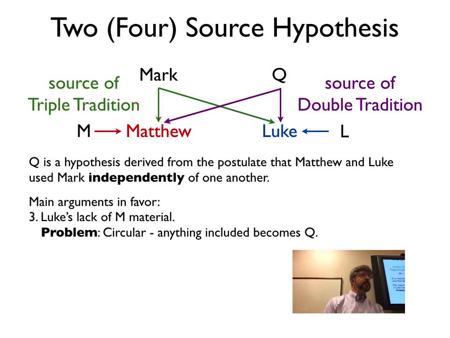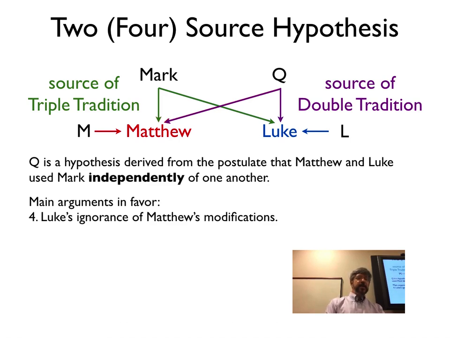And four is kind of the reverse of it. All right, the fourth one: Luke's ignorance of Matthew's modifications. If Luke knew Matthew, surely sometimes he would have preferred the way Matthew phrased something, or Matthew's version of the story over Mark's. And if Luke gets some of Matthew's material, it becomes Q. Yes, you can swap those. Again, usually it goes with Luke using Matthew, so that's the way I've phrased it, but you could swap it either way. So here, you could also talk about Matthew's ignorance of Luke's modifications.